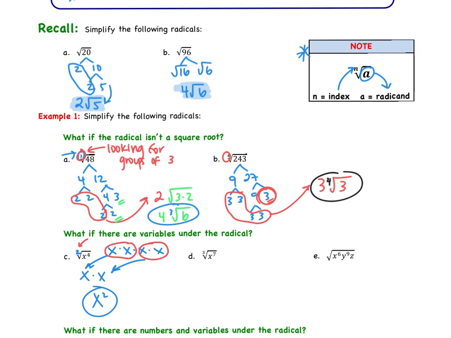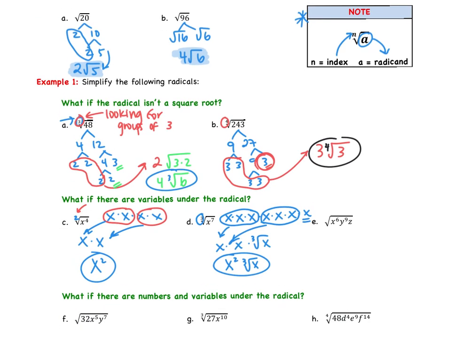Okay, in D, we're going to do something similar. This time, we're looking for triplets, or groups of 3, since we have an index of 3. X to the 7, we have 7 x's. So I have a triplet here, I have another triplet here, and I have 1 left over. 1 x comes outside the root, another x comes outside the root. That x that's left stays underneath the root. Remember the index. Outside, this becomes x squared and the cube root of x.